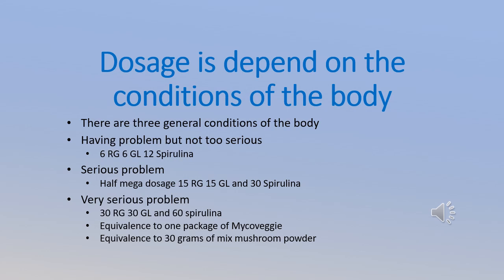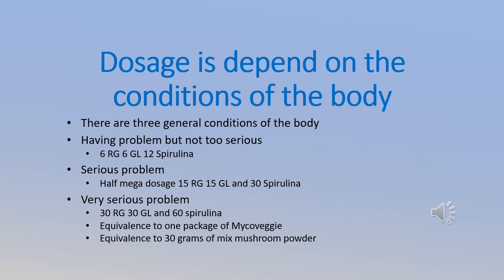So when we treat the body, there are only three conditions. First is a general condition. They're having a problem but not too serious. Then normally we take 6 Rg, 6 GL and 12 spirulina. Spirulina is only a helper, sometimes people can even skip it, or take just 6 spirulina. The spirulina is not so critical, but Rg and GL are critical. So you take 6 Rg, 6 GL, and 6 to 12 spirulina.